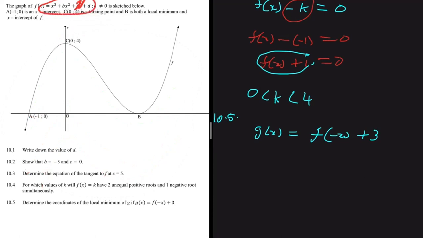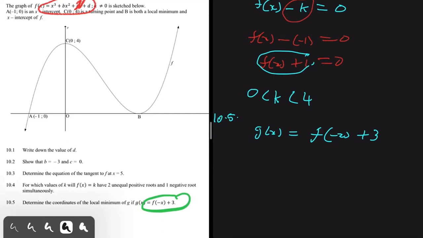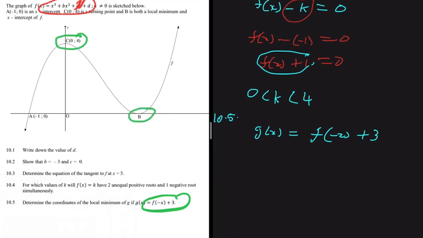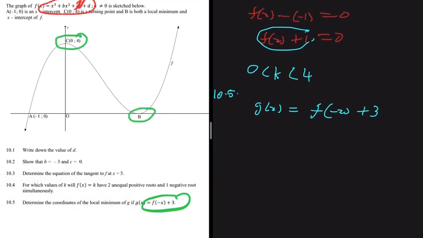So the local minimum if g of x equals f of minus x plus 3. You can see that g of x is a transformation of f of x, right? So let's find the local minimum of f of x and do the transformation, and then we're going to find the coordinates of the local minimum of g. The local maximum of f of x is here at C, and the local minimum is here at B, right? So if we find the coordinates of B, then we can apply the transformation and find the coordinates of the local minimum of g.